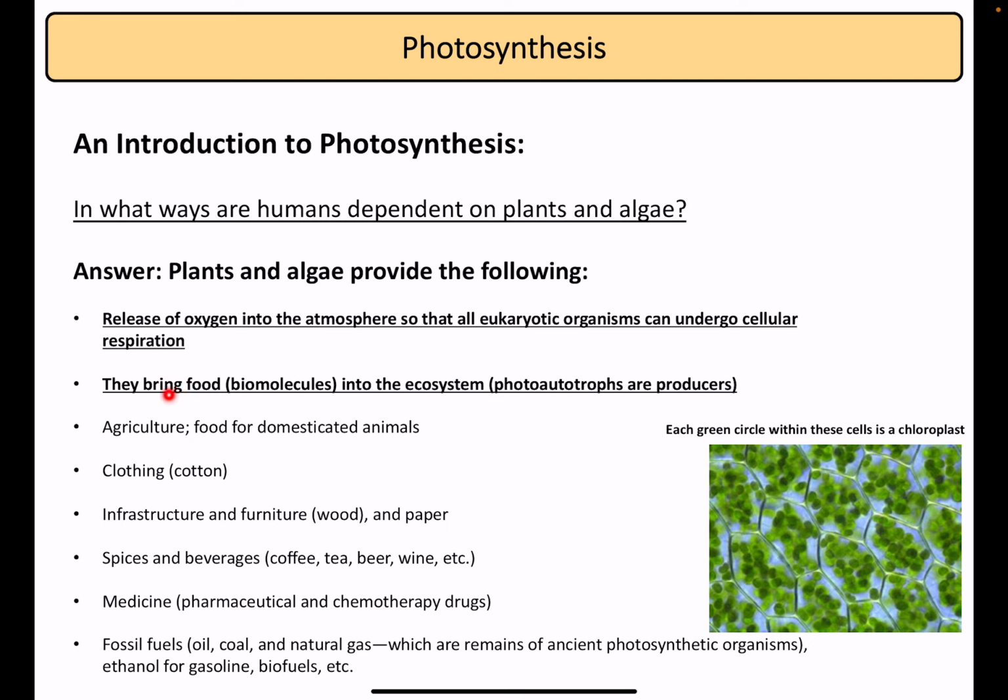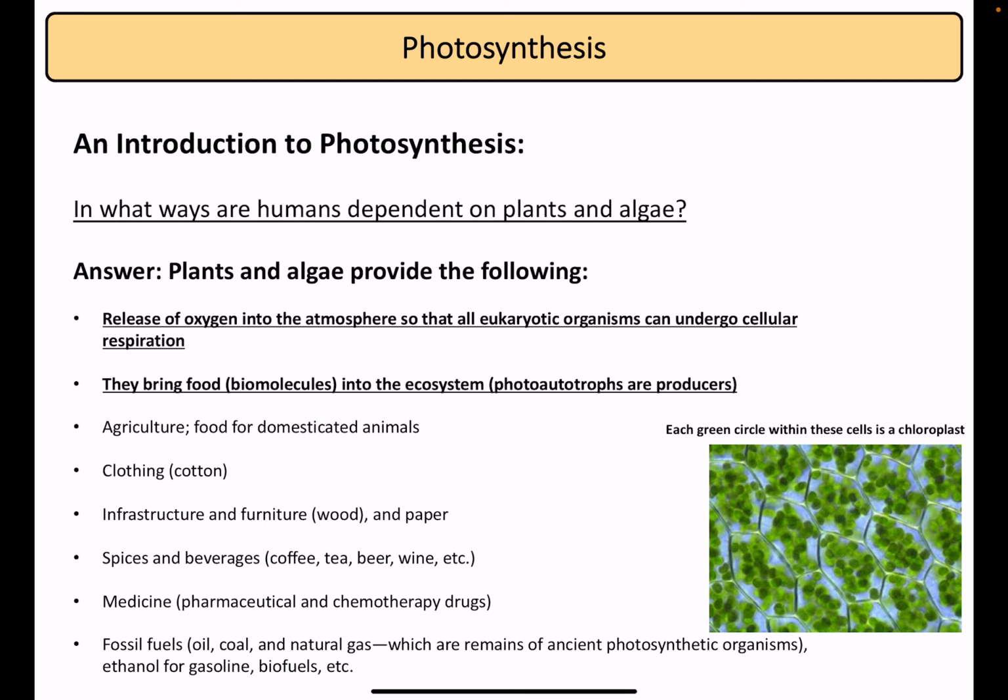So that's really important. So photoautotrophs bring chemical energy into the ecosystem. They bring food, carbs, proteins, and fats into the ecosystem, and they make them accessible to all other organisms. So if you don't have photoautotrophs around, you don't have food at all. You don't have energy. So I would say those are 2 pretty important reasons that humans are dependent on photoautotrophs, but there's obviously others.